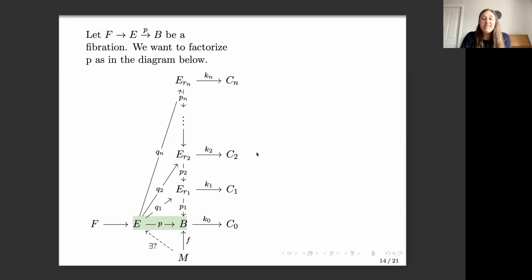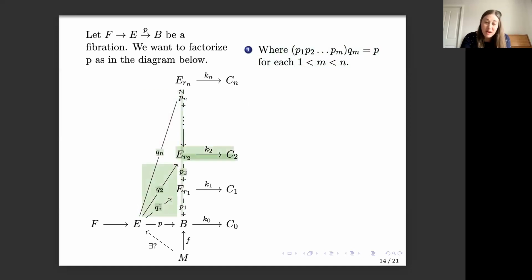And the upper bit is the Moore-Postnikov decomposition, where we have these spaces that I haven't explained yet, these lifts of P that I haven't explained yet. And then these here are the K invariants, which I'll explain in a second as well. So we require some things of this factorization. The first thing is we want it to commute. So what this says is that Q1 is a lift of P. So if I do Q1 and then P1, that's the same as doing P. And Q2 is a lift of Q1. So if I do Q2 and then P2 and then P1, that's the same thing as doing P, and so on.